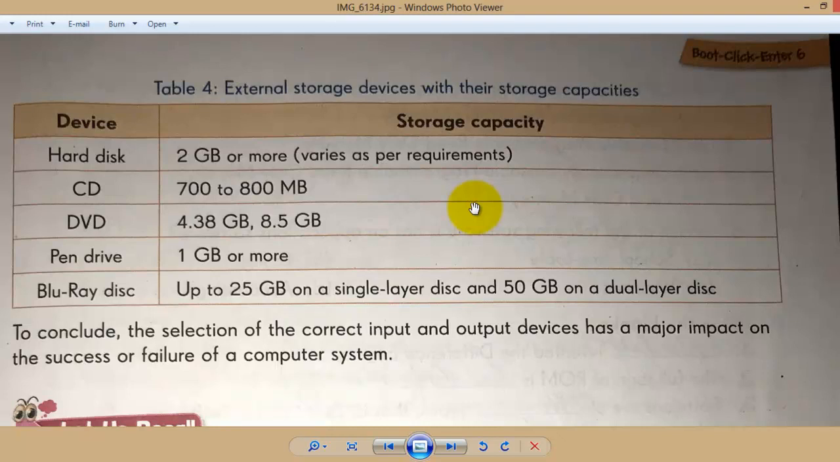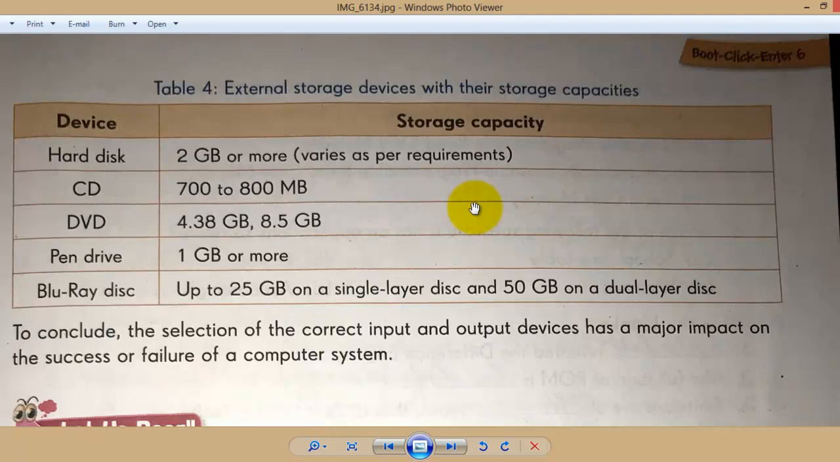Blu-ray disc is a type of disc which can store up to 25 GB on a single layer disc and 50 GB on a dual layer disc. This one is similar to CD and DVD, but the capacity is much larger than the CD and DVD.